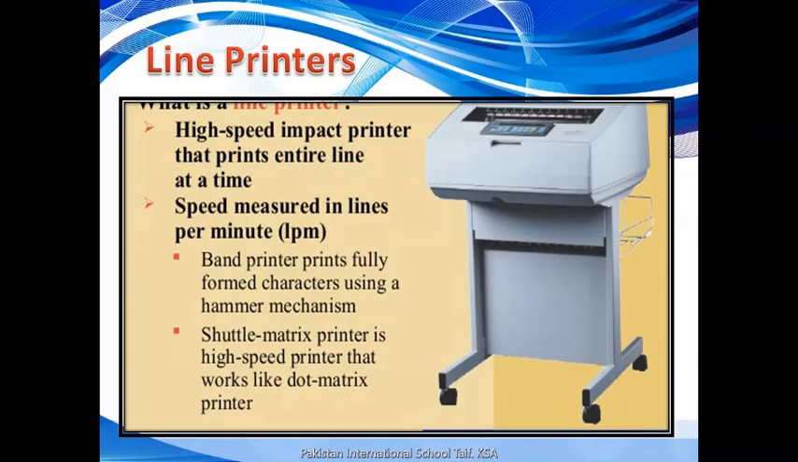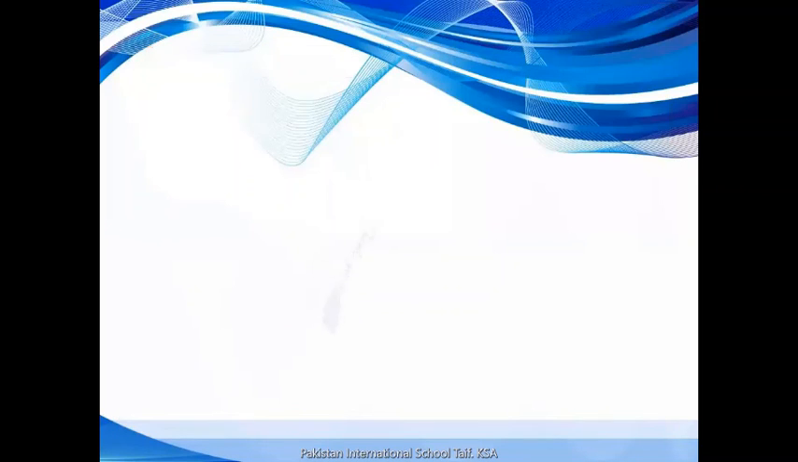So line printers are faster than dot matrix printers because they can print a line at a time. Dot matrix printers print character by character, but line printers are the fastest impact printers, which can print lines per minute, and they have two types, band printer and chain printer.